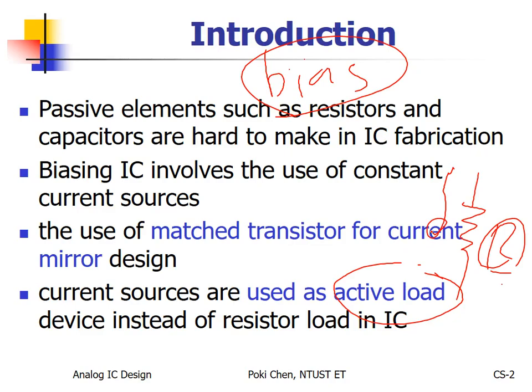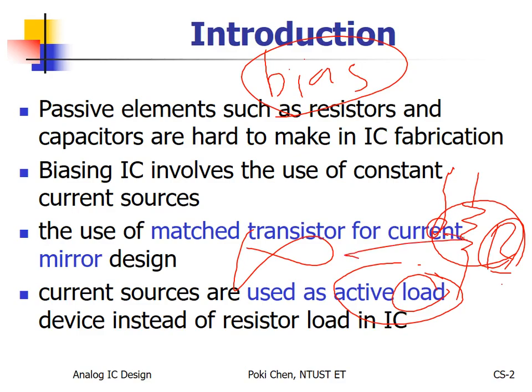So hopefully we can replace such kind of passive resistor with active load. What does it mean? Current source. Because what is the property of a current source? We hope, ideally, the output resistance can be infinite.